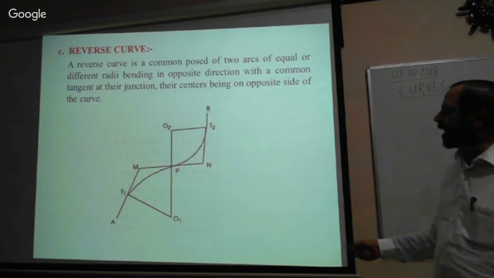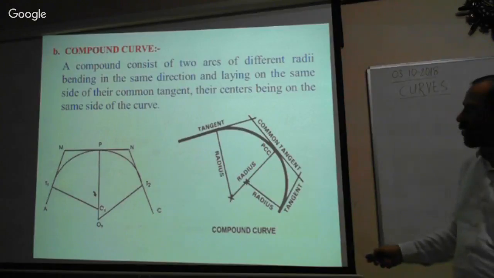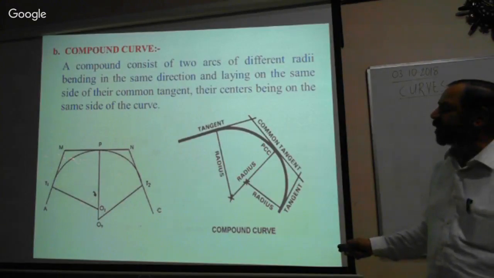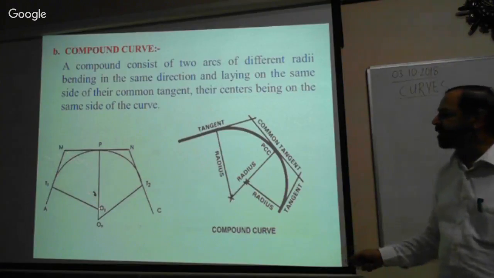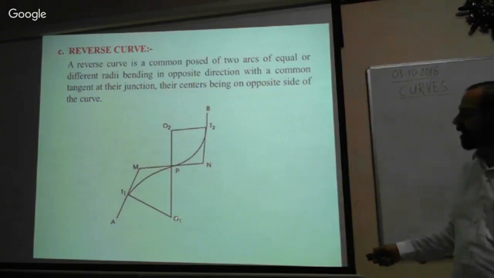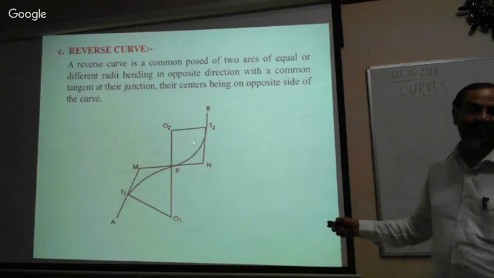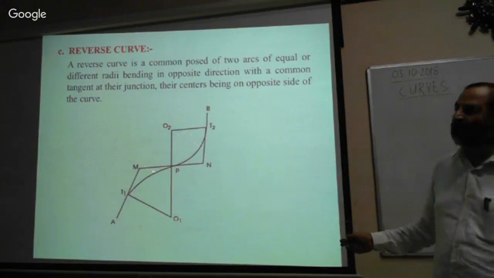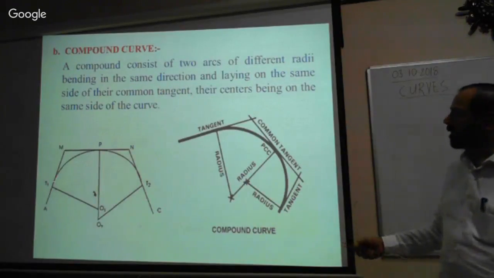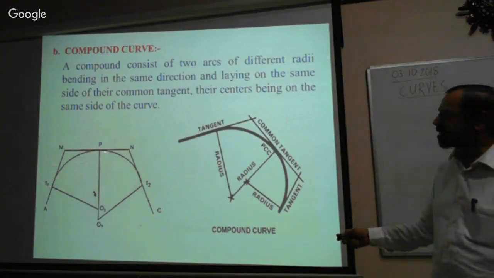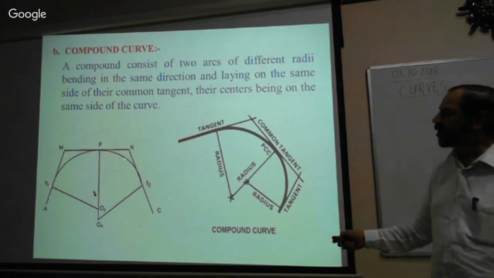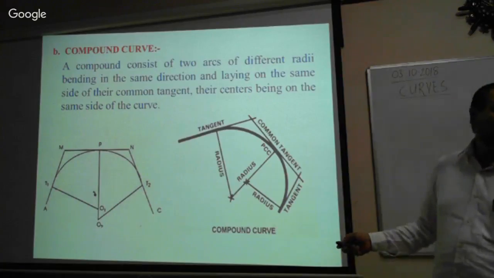The difference between the compound curve, which is a combination of two simple curves, is that the centers are on the same side. Whereas in the reverse curve, the centers are on opposite sides. Now there is a difference. In the compound curve, it changes its direction only to the right, is it not? If we consider this is the progress, we are changing the direction to the right.